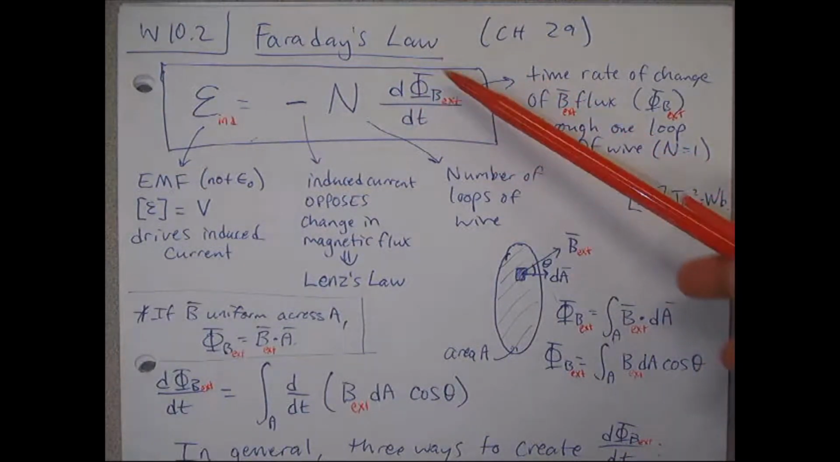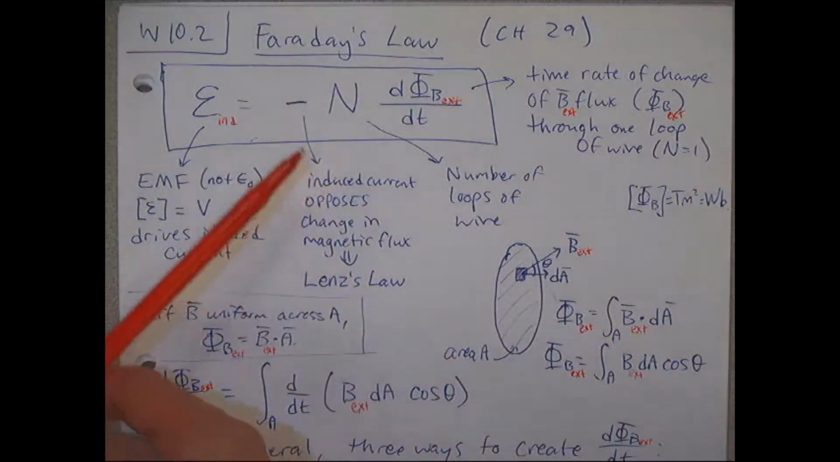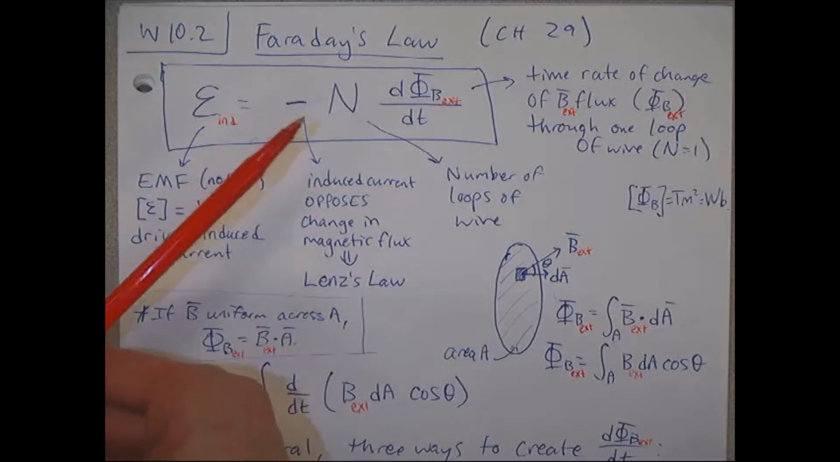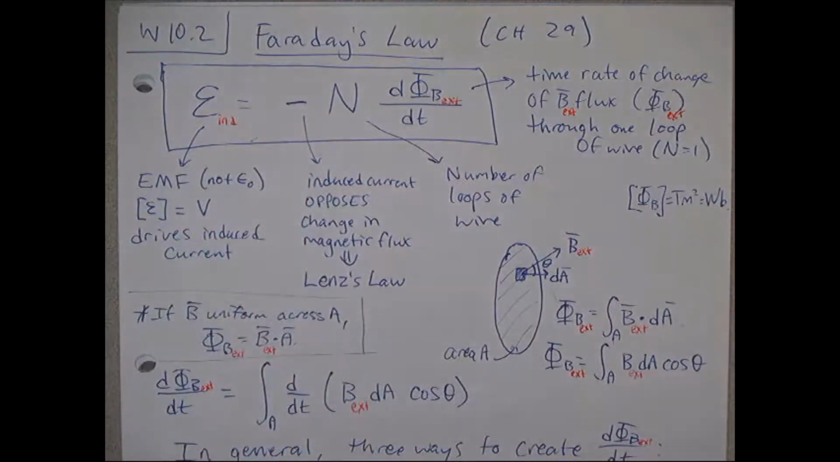That term right here will be computed through one loop of wire, and if there are multiple loops of wire in our particular case, we will multiply by capital N, the number of loops of wire in that problem.